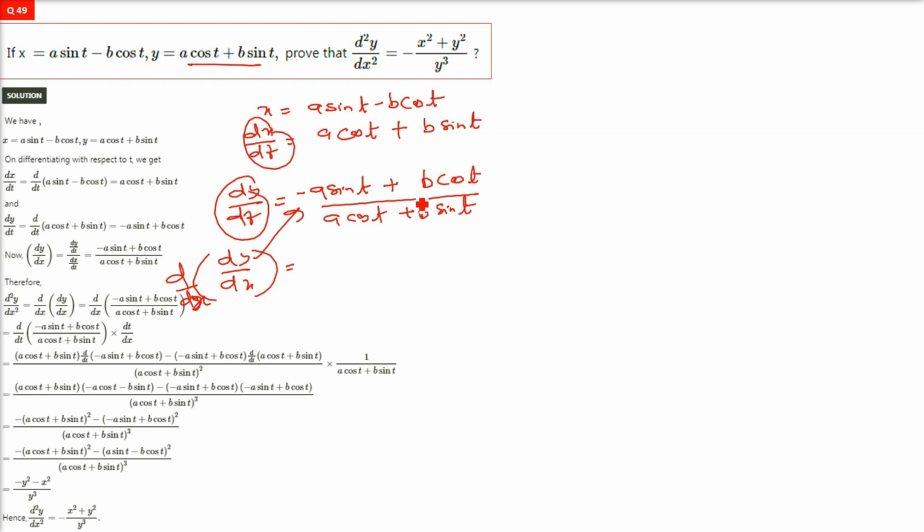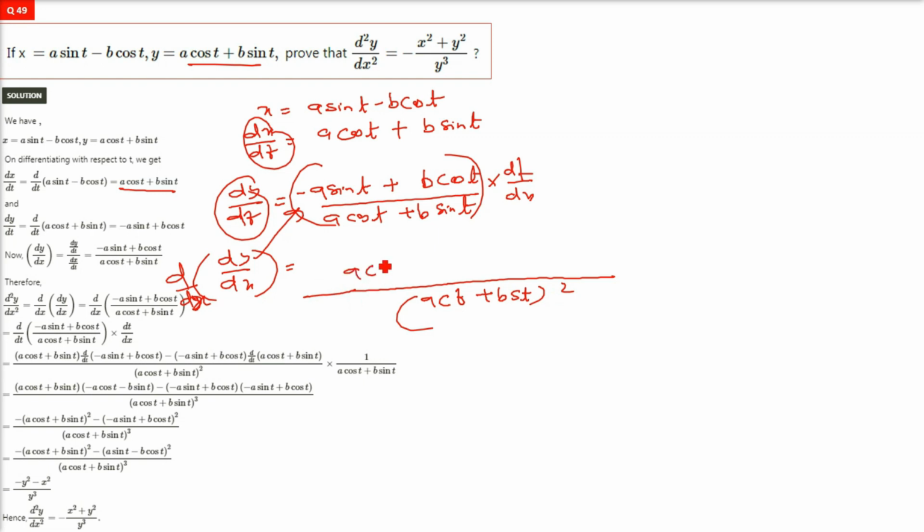d by dx of dy by dx. So when you differentiate this, there is a t on the right hand side and you are differentiating with respect to x. So you have to include this dt by dx also. And dx by dt we already know, it's a cos t plus b sin t. So in order to find out dt by dx, we can take the reciprocal of this and multiply it with the final answer we are getting after d2y by dx2. Please remember, whenever I'm writing d by dx, we are differentiating with respect to t.